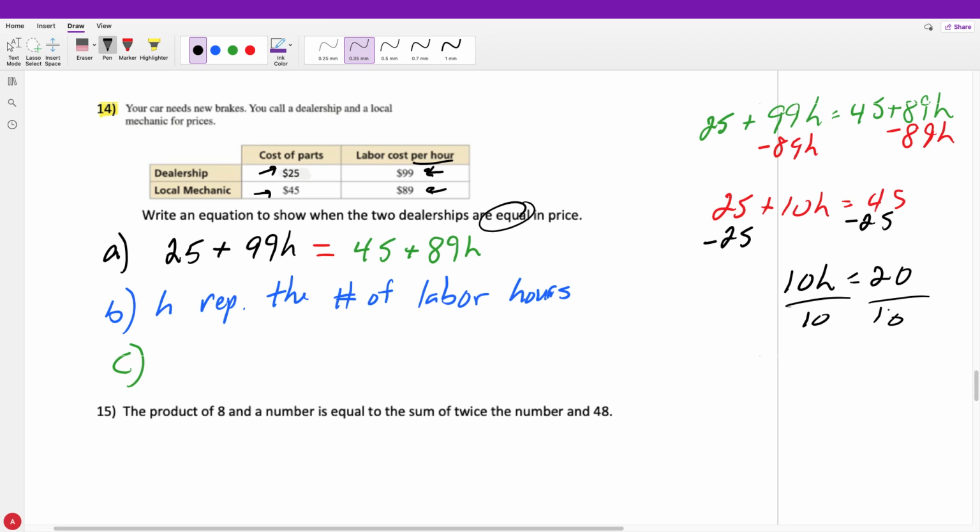Divide each side by 10. And H is then equal to 2. So that means it would take 2 hours for them to be equal in price and cost.